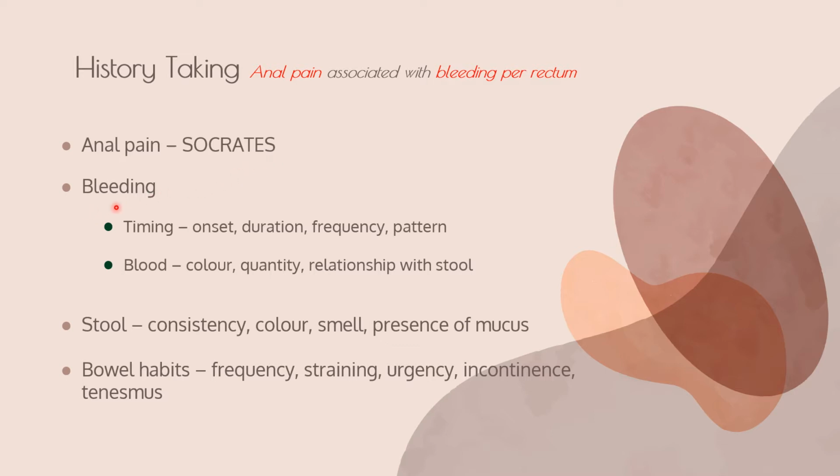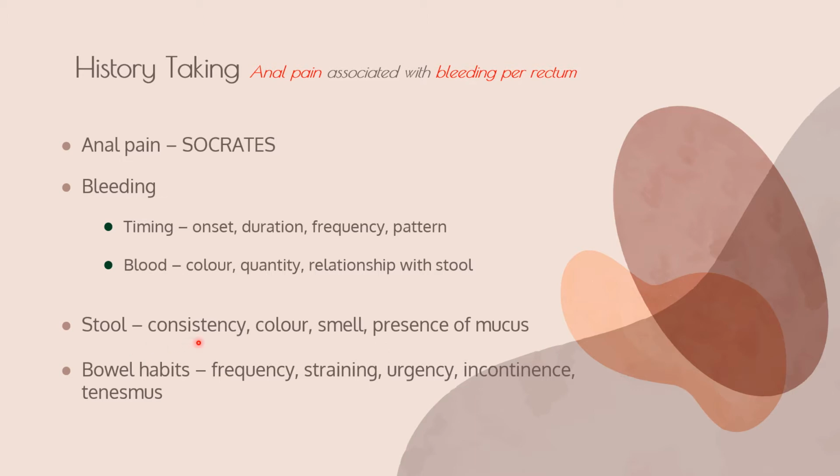Next, for the bleeding, to assess the timing, you need to know its onset as it might differ from anal pain, its duration, its frequency, and its pattern. Is it always after defecation? For the blood itself, you need to clarify the color. Is it dark red or bright red? How much is there, the quantity, and its relationship with stool. Is it mixed with stool, on the surface of the stool, on your toilet paper, or in the toilet pan itself?